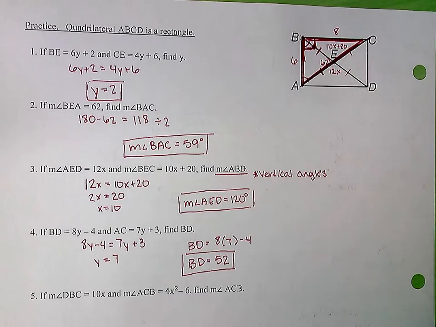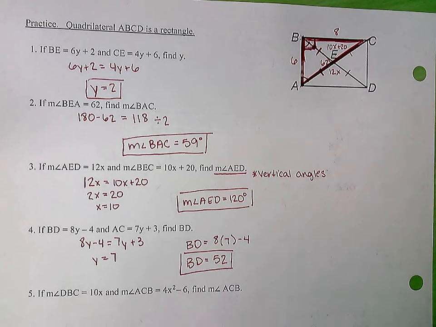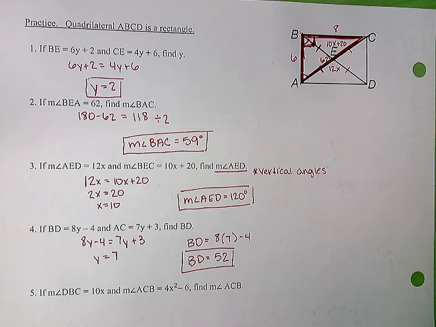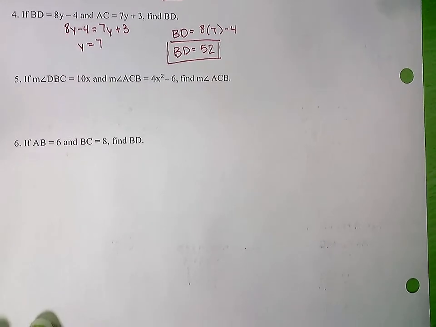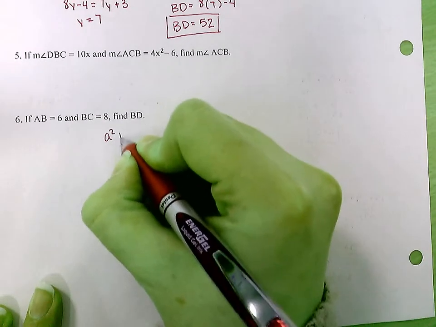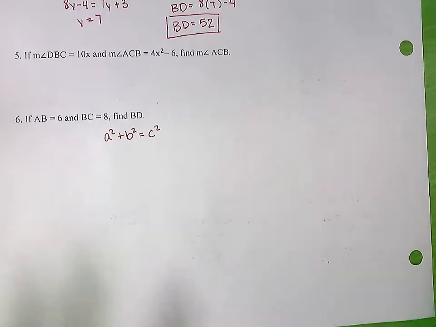Do you remember how I find the hypotenuse of a right triangle if I'm given the other two sides? Do you remember? It's on one of the posters on my wall. A squared plus B squared equals C squared. That is the Pythagorean theorem. So with rectangles, you might be asked to use the Pythagorean theorem to find one of the other sides or one of those diagonals, which would be the hypotenuse of that right triangle.